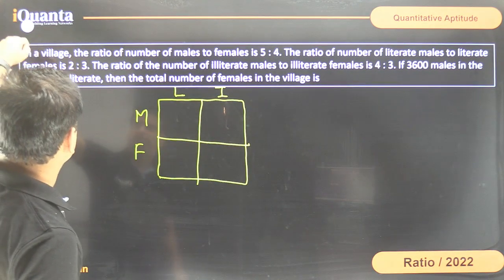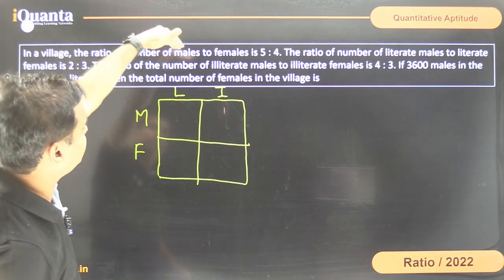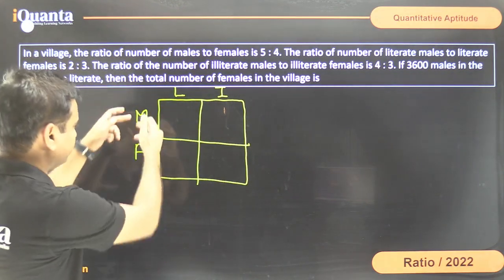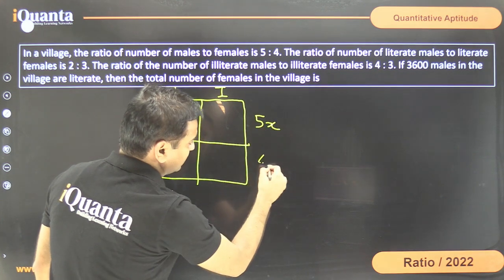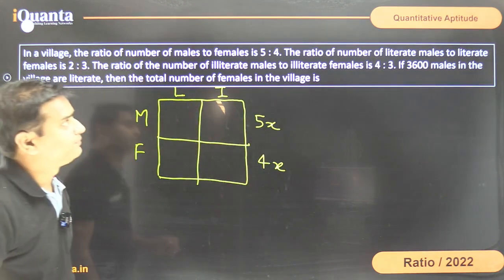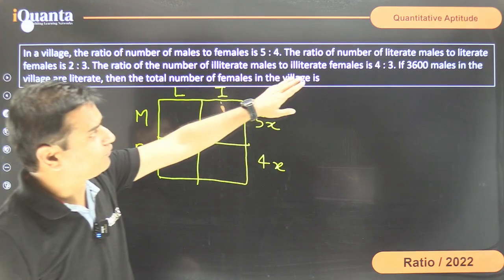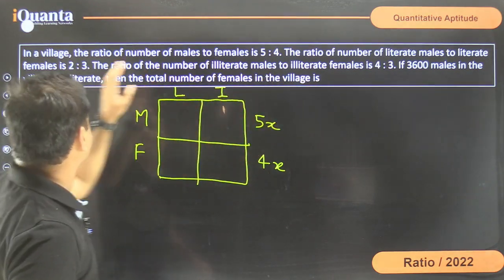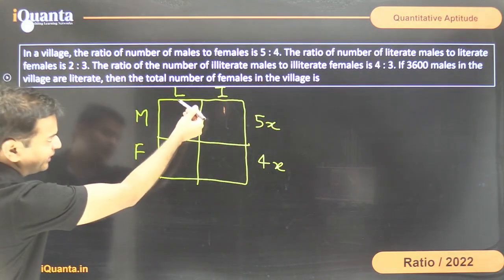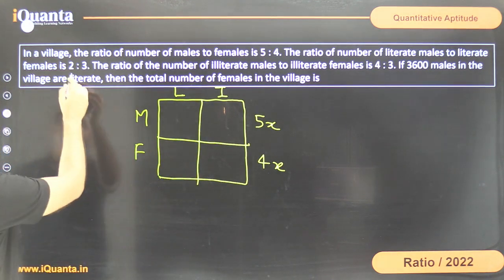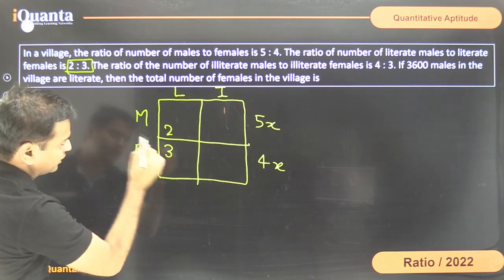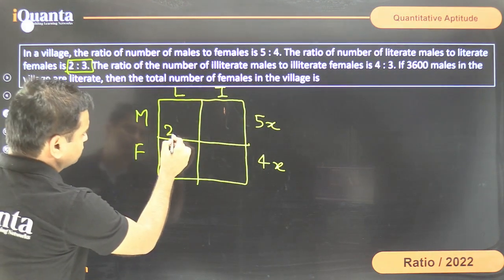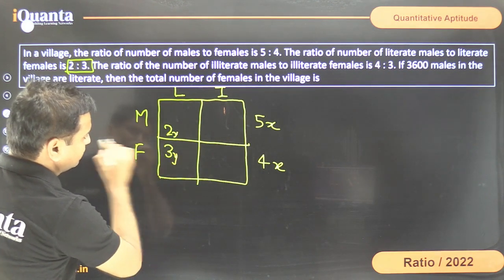Now in this question they are saying in a village the ratio of number of males to females is 5:4. So male to female ratio is 5:4. We can write here 5x and 4x. Now they are saying the ratio of number of literate males to literate females. The literate male and literate females is 2:3. So this ratio is 2:3. So we can say 2y and 3y.